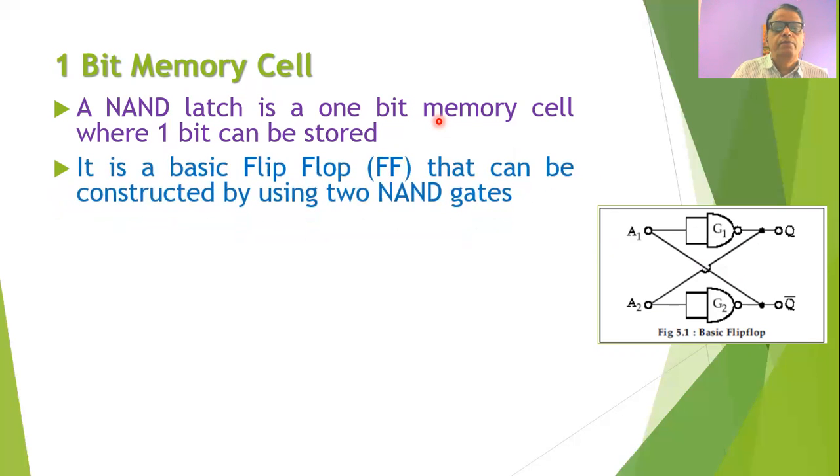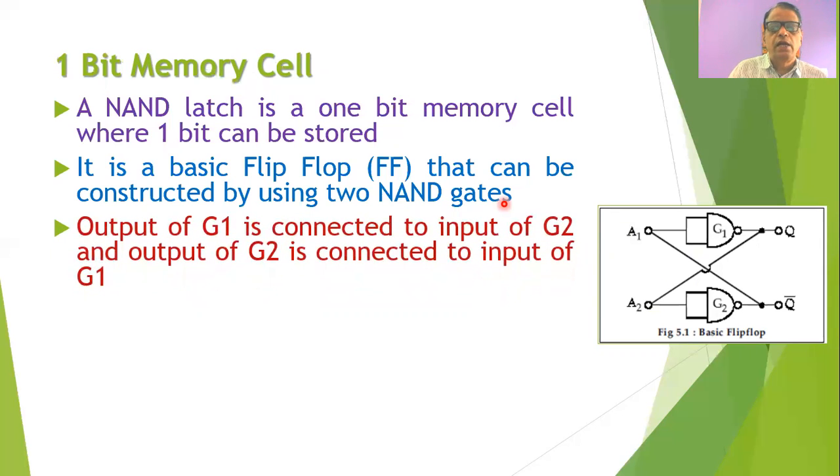So you can say that it is a basic flip-flop, and such a flip-flop can be constructed by making use of two NAND gates which are connected as shown in this diagram. As shown in this diagram, we are using two gates, G1 and G2. The output of G1 is connected to the input of G2, and the output of G2 is connected to the input of G1. So in this NAND latch, since it is a basic circuit, there is no provision for applying an external input.